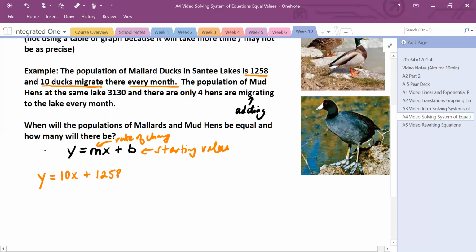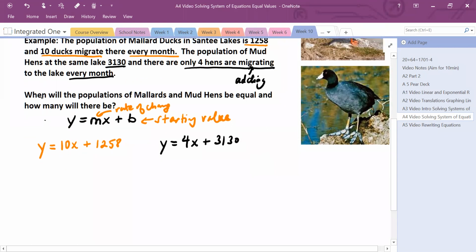Okay. So now what about for our mud hens? And those are in black, so we'll put black here. So our mud hens have a population of 3,130, and they're migrating at about 4 hens per month. So again, we're going to write it in that y equals mx plus b form, where 4 is our rate of change, how many are migrating per month, and we're starting at 3,130 mud hens.